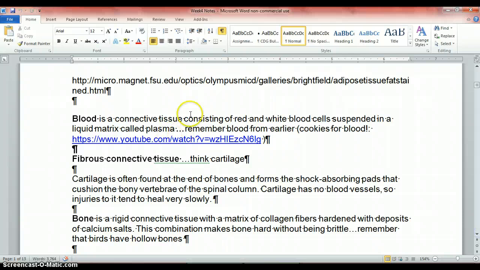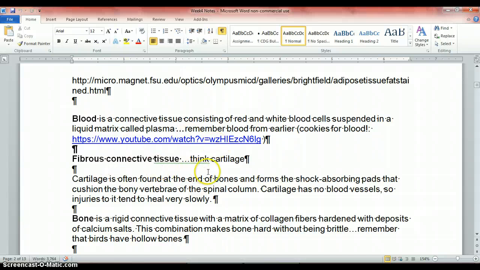Blood is a connective tissue consisting of red and white blood cells suspended in a liquid matrix called plasma. You might remember this when we talked about blood donation. Have we talked about blood donation yet? No, we haven't. You will get to this when we talk about blood donation this week. Remember blood from earlier. You get cookies for blood, that kind of stuff. And then here's a link.